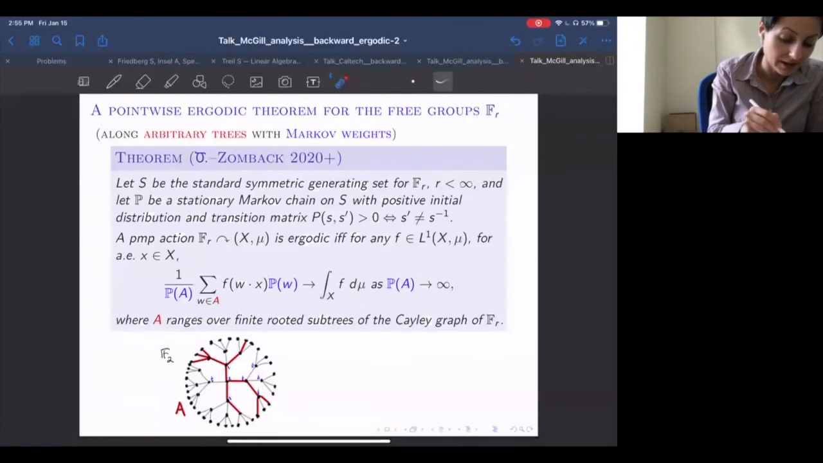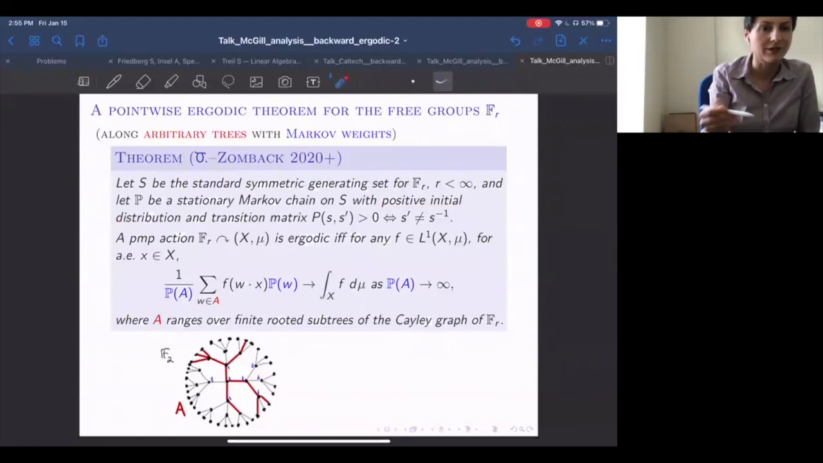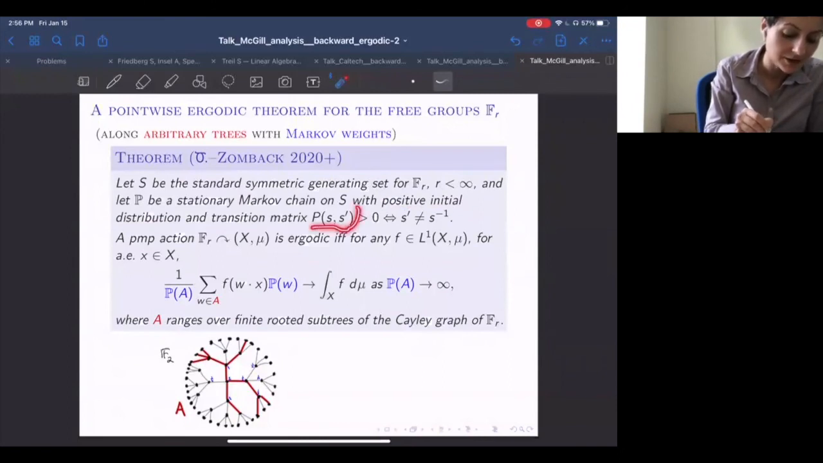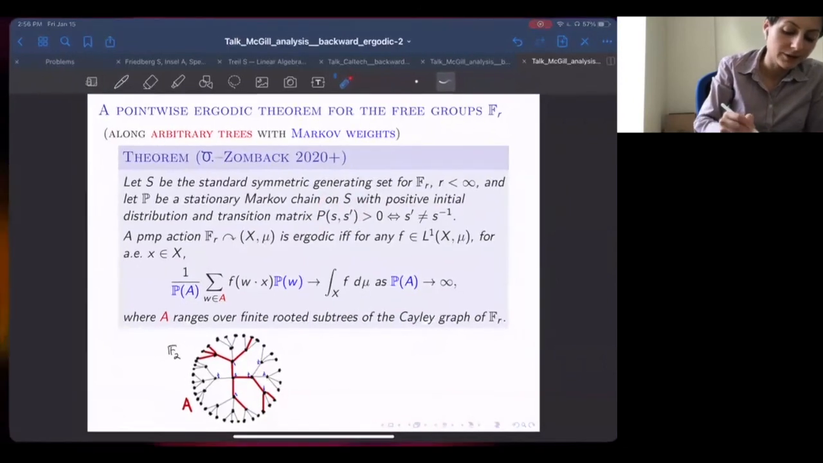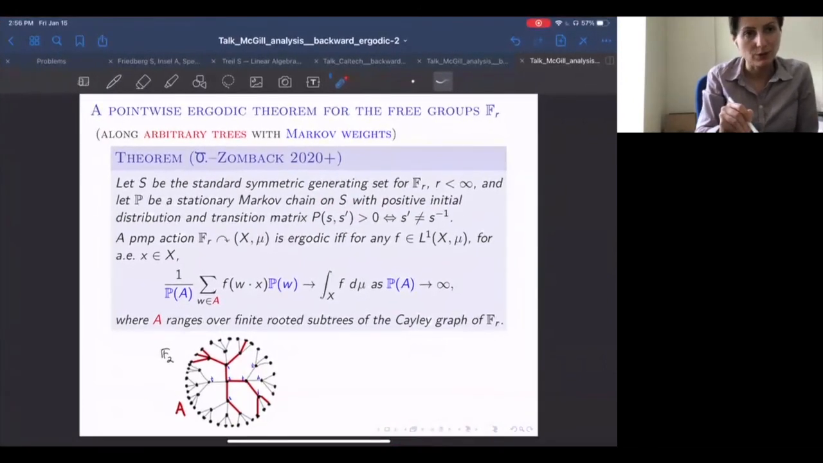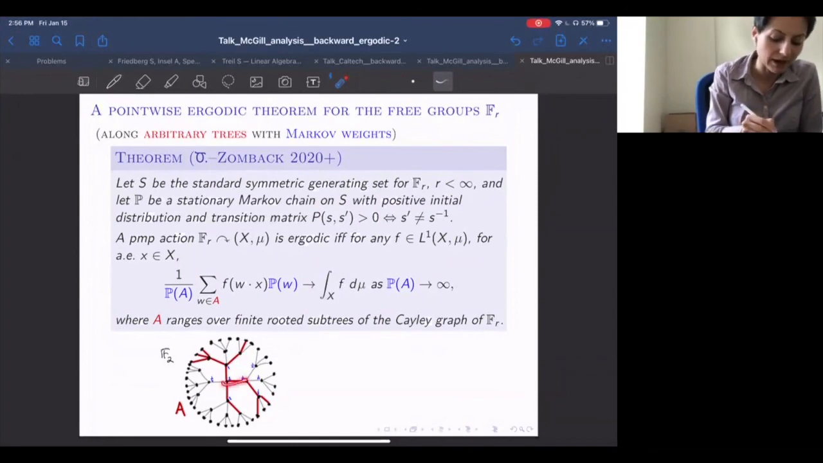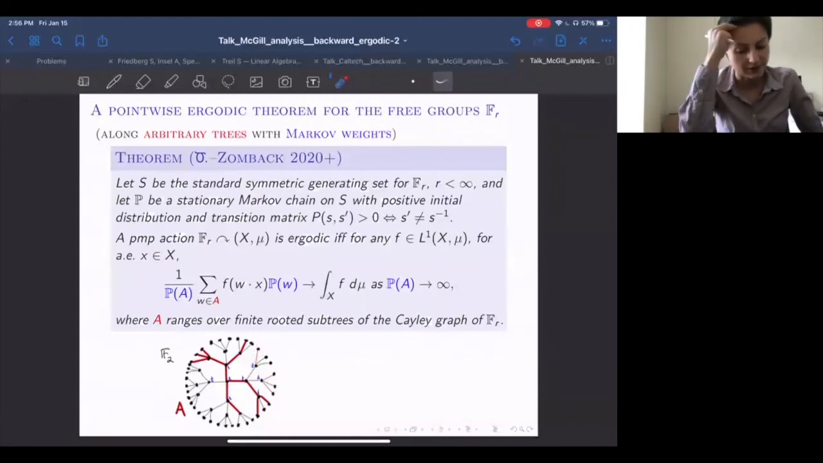But the assumption that we have is that the Markov chain has to be stationary, and the initial distribution has to be positive, because otherwise you just lose a generator, and so you can't claim ergodicity after you lose a generator. So that is necessary. But then we also require that the transition matrix is positive unless you're transitioning from an element to its inverse. So those have to be 0, I'm not allowing backwards. So this random walk cannot go backwards. But otherwise it's non-zero. You have to give the probability to go any direction.